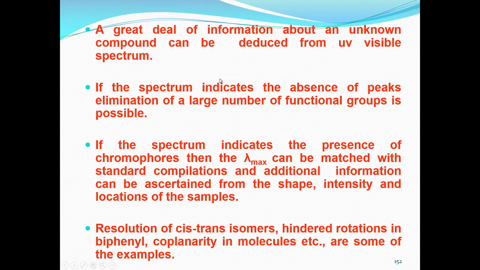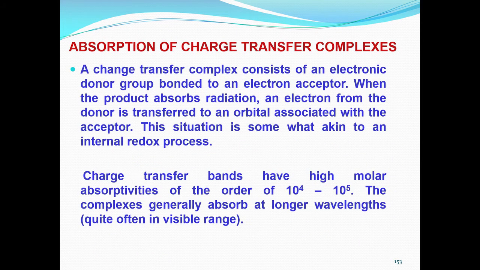This also I have covered a little bit in the last class. So, sometimes what happens is a charge transfer complex. It means some electrons of a functional group are transferred to a parent molecule, parent group, or to a metal atom, etc.